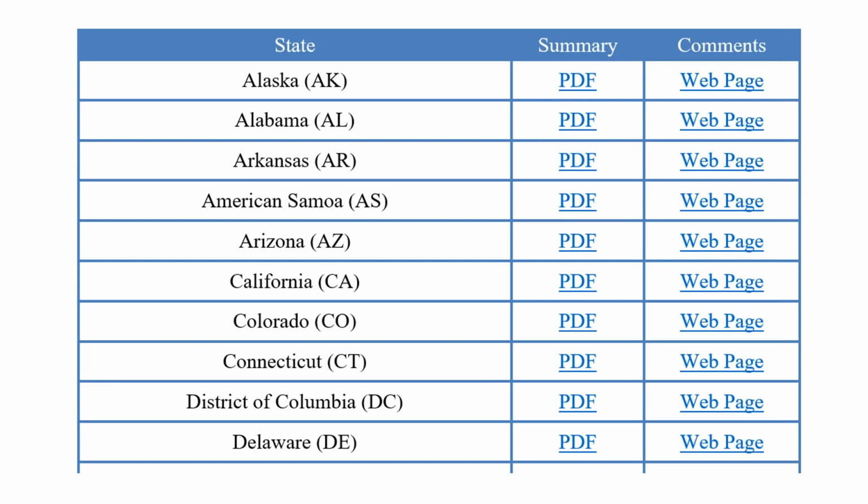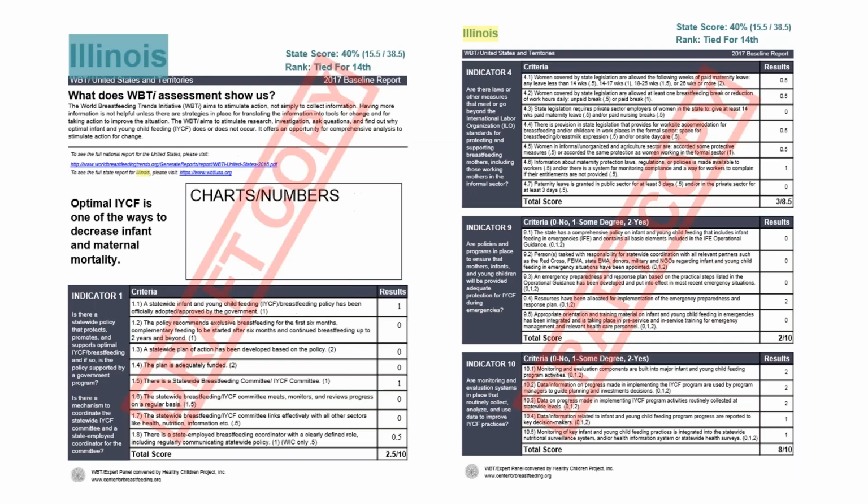Again, we found many state policies that were reflective of what to do with exotic pets in case of emergencies. And then that same state would have nothing about what to do with infant and young child feeding in emergencies. So here's just an example.